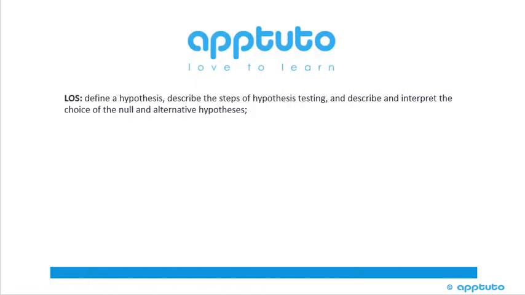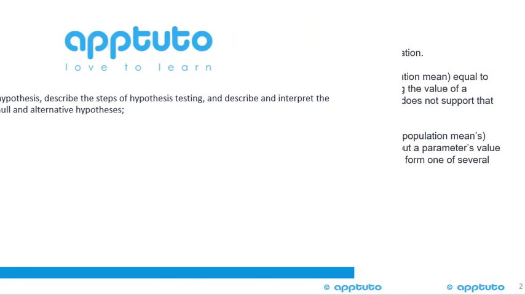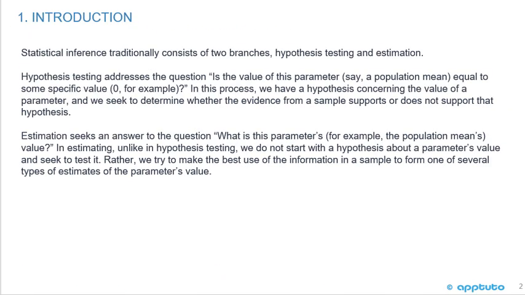This LOS is to define a hypothesis, describe the steps of hypothesis testing, and describe and interpret the choice of the null and alternative hypothesis. We're going to start with a bit of an introduction.